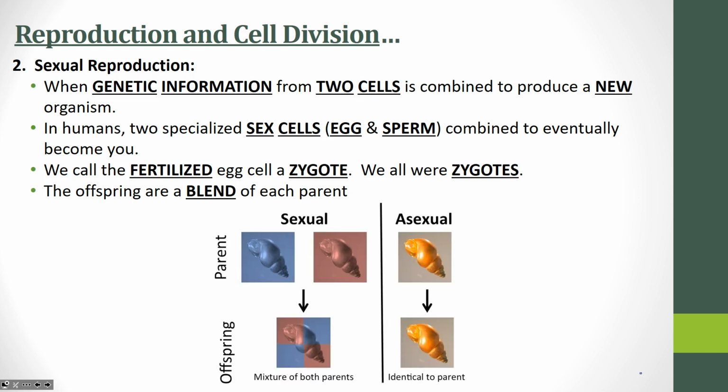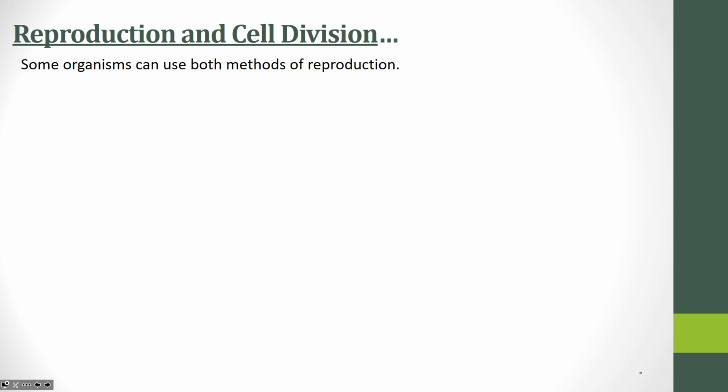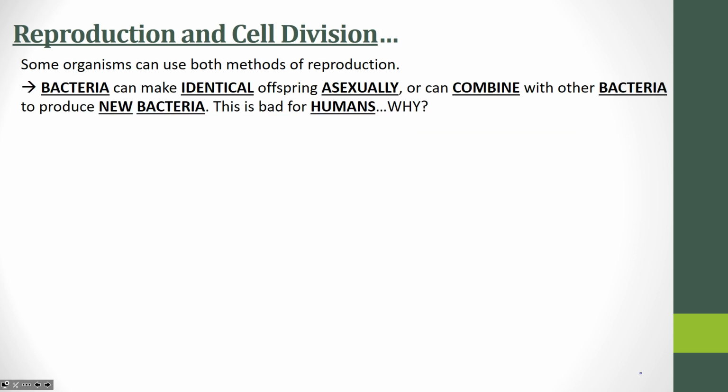So if you look at the image, in asexual reproduction, the offspring is identical to the parent, and in sexual reproduction, the offspring is a mixture of both parents. Some organisms can use both methods of reproduction.